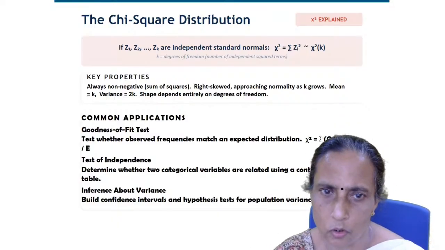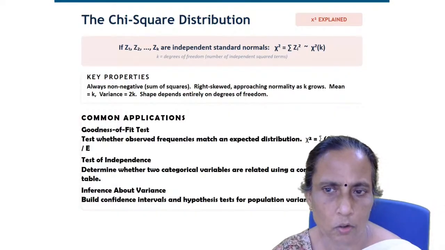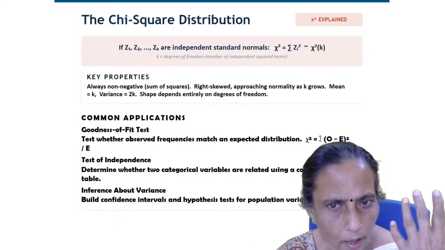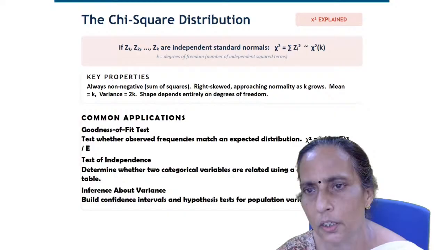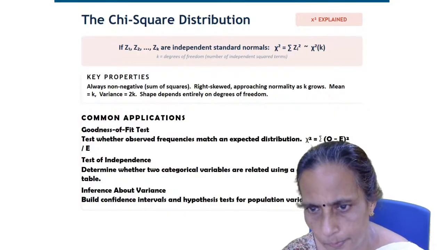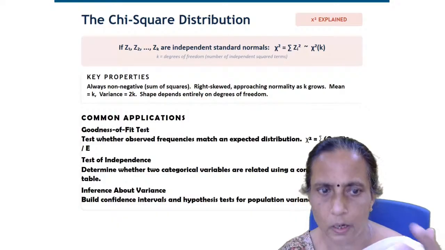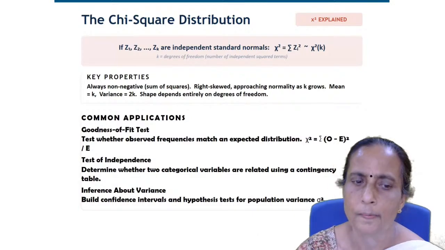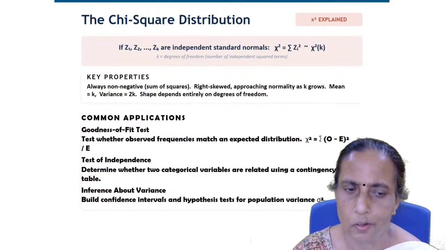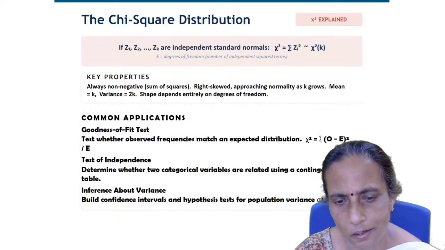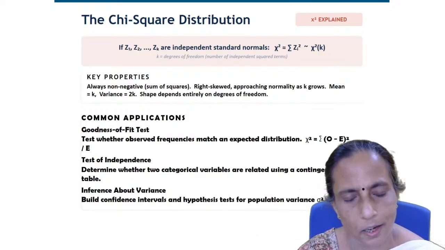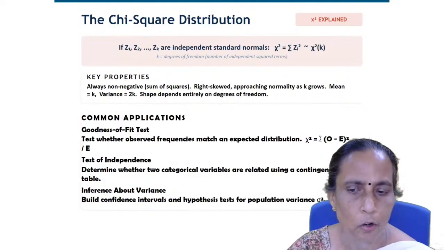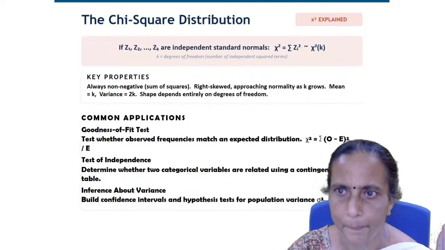So always it is non-negative, right skewed, approaching normality as k grows, mean is equal to k, variance is equal to 2k, and the shape depends entirely on the degrees of freedom. As the degrees of freedom increase, it will become normal. So it is basically used for goodness of fit and test of independence, and inference about the variance, which we will be discussing in detail in our fourth unit, the 10th, 11th, 12th units. Okay, build confidence intervals and hypothesis tests for population variance sigma square.